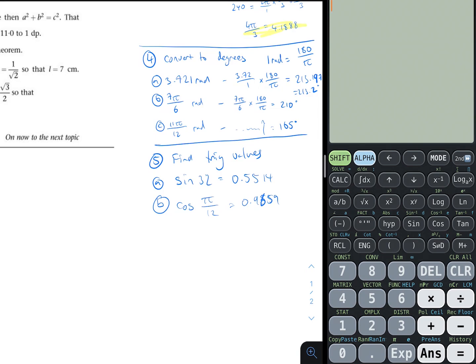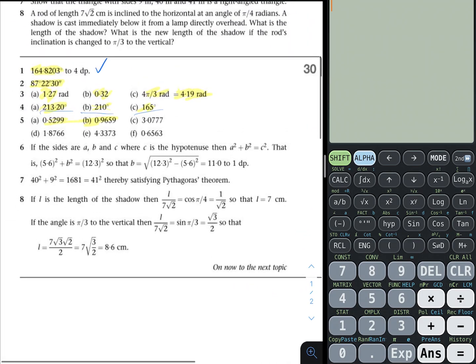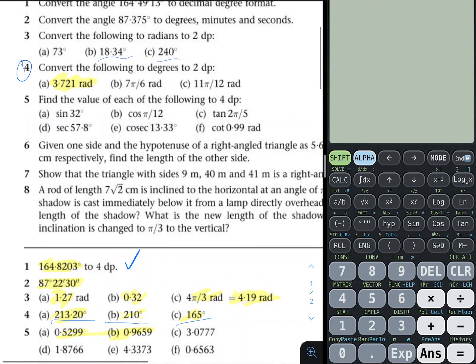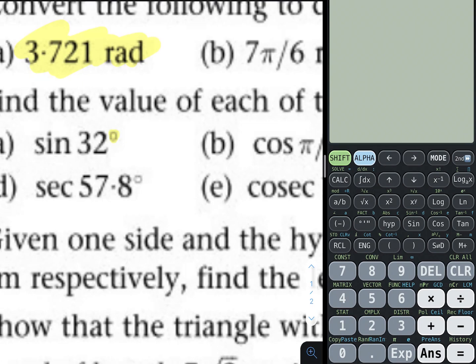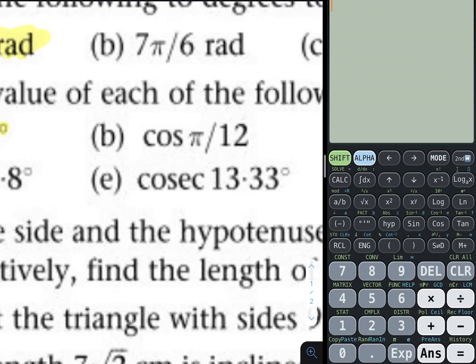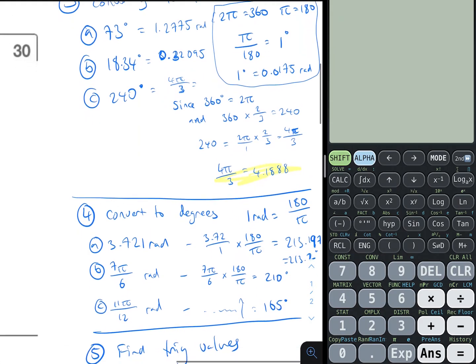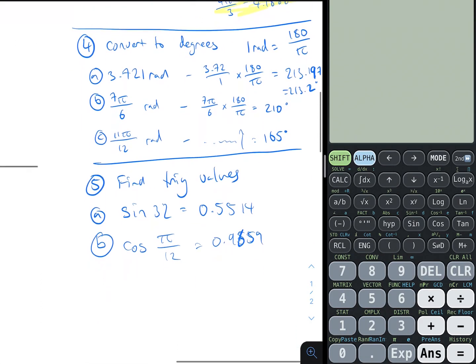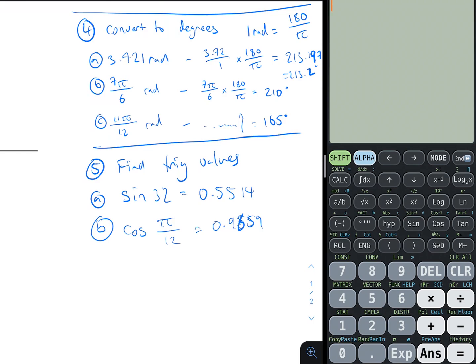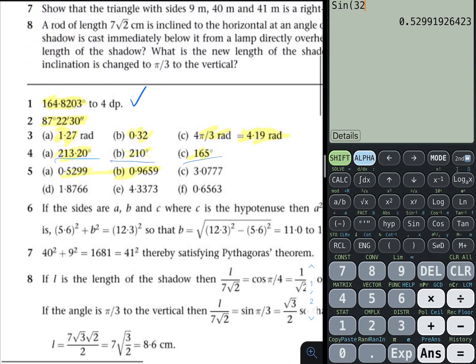Oh, I've made a mistake on my sine 32. I had that in radian mode, so I need to change that back to degrees. If you look at the question here, sine 32 degrees and then cosine pi over 12, no degree symbol, so that's obviously in radians. We have to bear that in mind. So let's change that. Sine 32, this time in degree mode, is 0.5299.